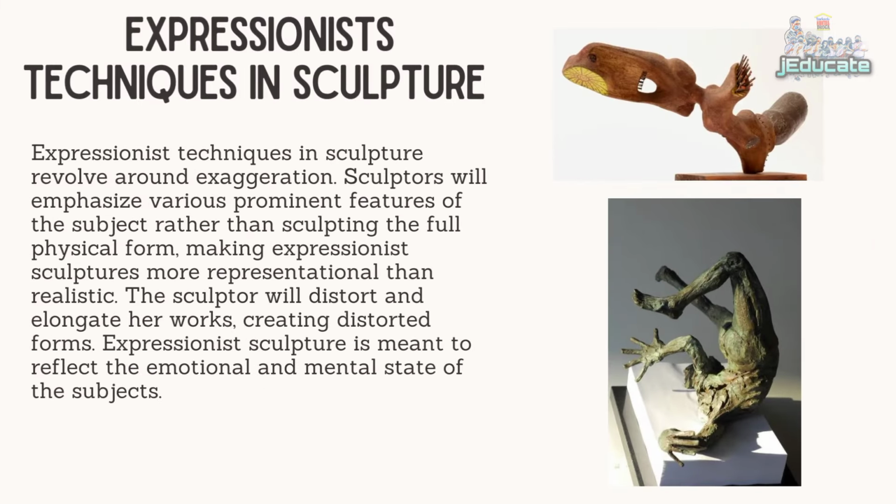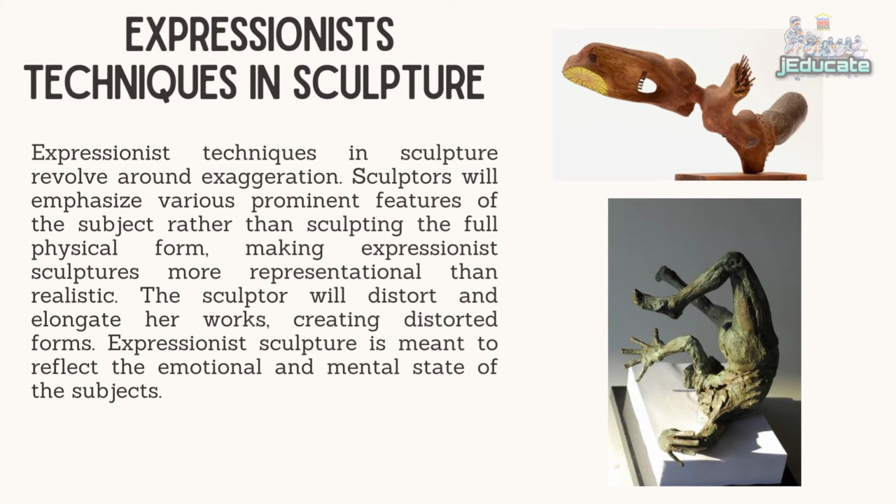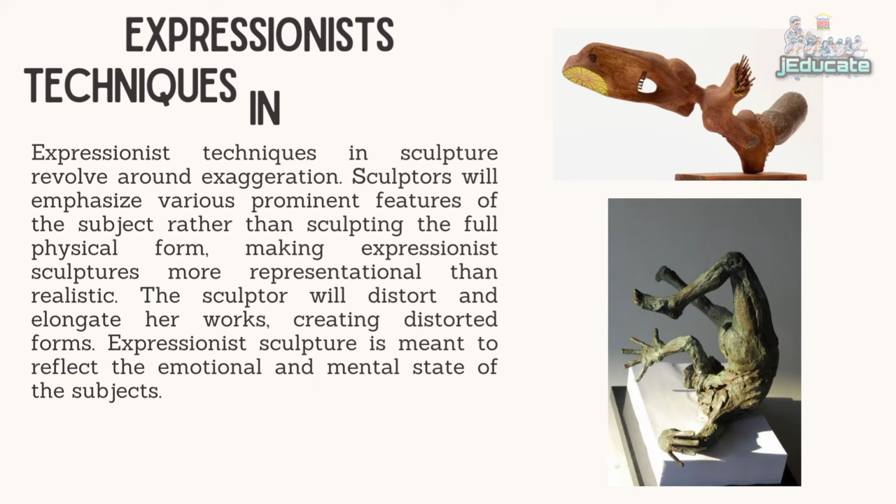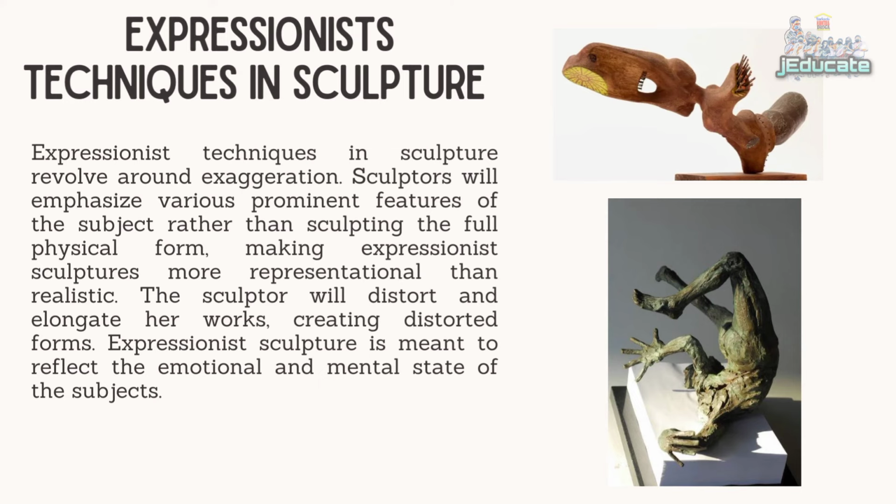Expressionist techniques in sculpture. Expressionist techniques in sculpture revolve around exaggeration. Sculptors would emphasize various prominent features of the subject rather than sculpting the full physical form, making expressionist sculptures more representational than realistic. The sculptor will distort and elongate their works, creating distorted forms. Expressionist sculpture is meant to reflect the emotional and mental state of the subjects.